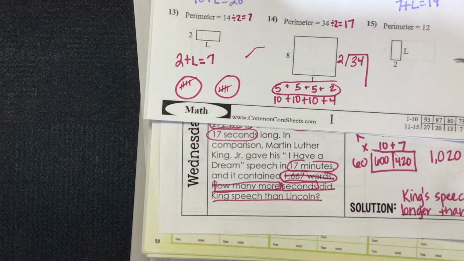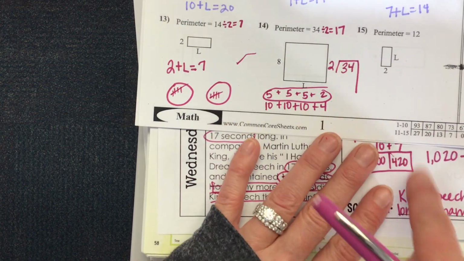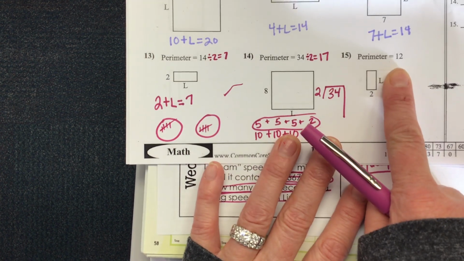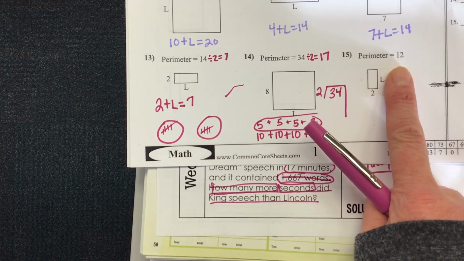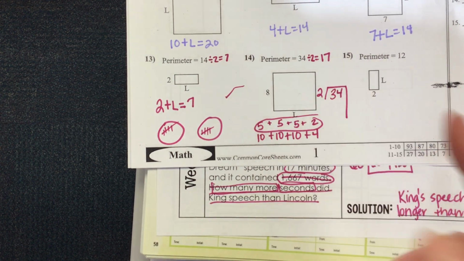Okay, let's say we couldn't figure it out. What else could we do? We could also skip it and go on to the next one that's real easy. But we shouldn't just be sitting there not doing anything, ever.